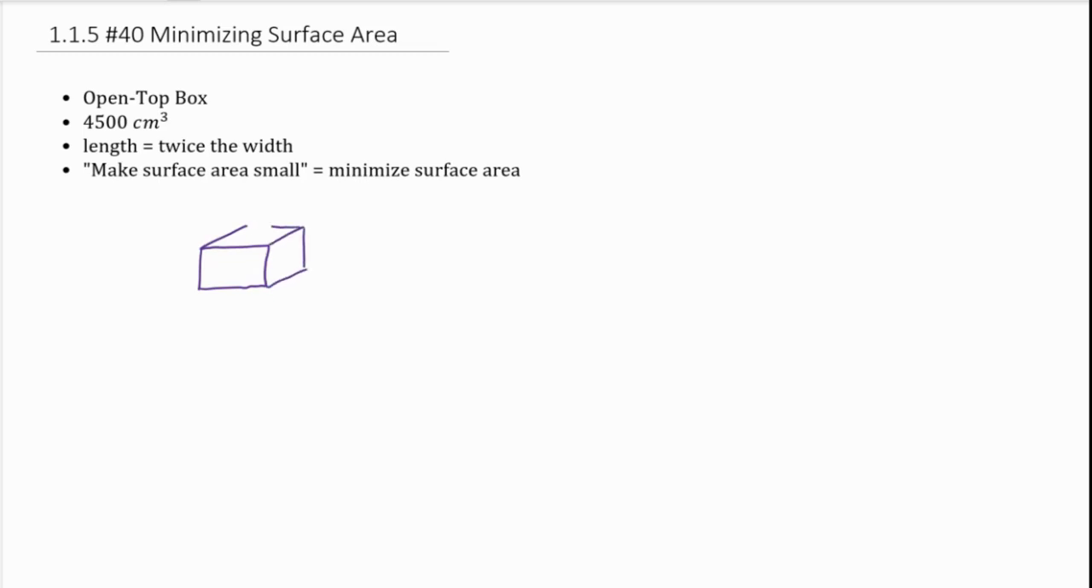So I am going to draw a picture. I have an open top box. So that means it has 5 sides instead of 6. I know that the volume is 4,500 centimeters cubed. And then I know that the length is twice the width.